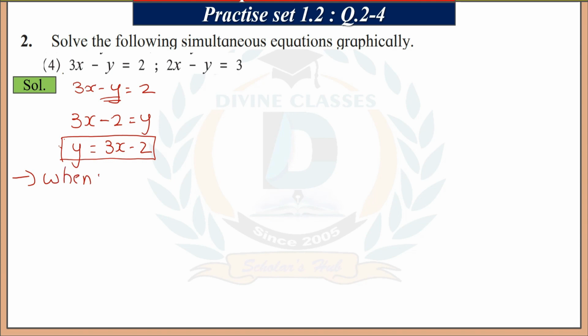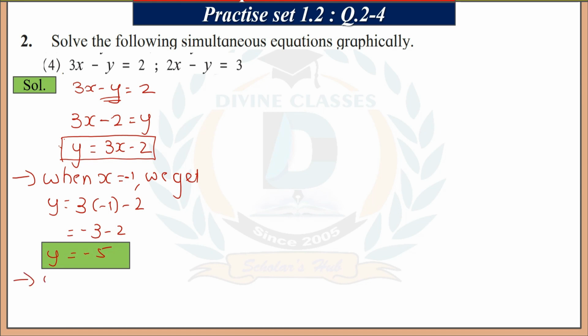The first value is x is equal to minus 1. We get y is equal to 3 into minus 1 minus 2, which is minus 3 minus 2, equal to minus 5. The next value we take is 0. When x is equal to 0, we get y is equal to 3 into 0 minus 2, that means 0 minus 2. Therefore, the value of y is minus 2.